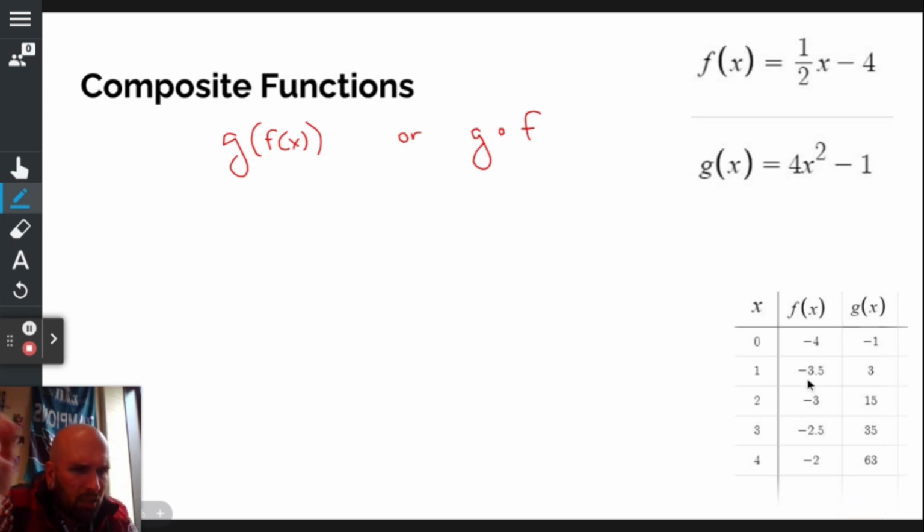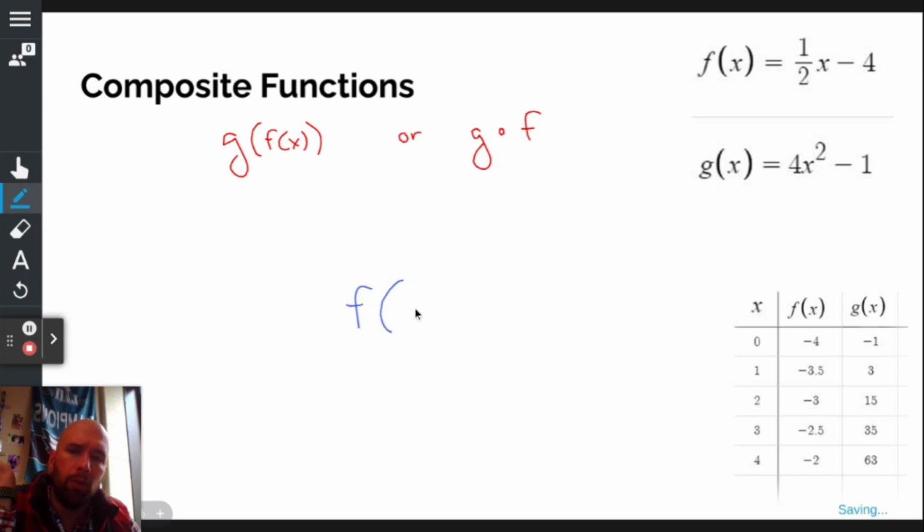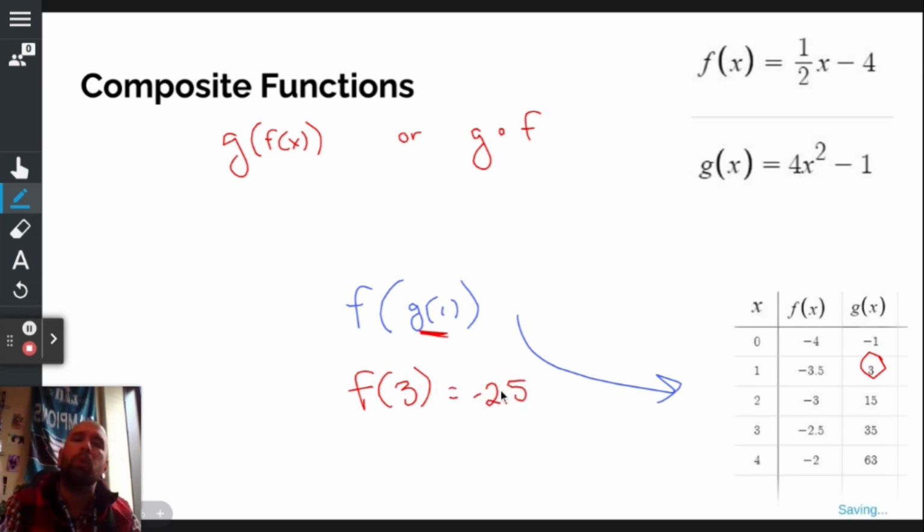So, if I were to look at something like this guy right here, and I were to ask, what is f of g of 1, I'm literally making this up. If I look at this picture right here, I would say, let's do the inside first, the most interior part. G of 1, according to this, is 3. So this is saying find f of 3. X is 3. F of 3 is now negative 2.5. So it's a two-step process to get a final result.